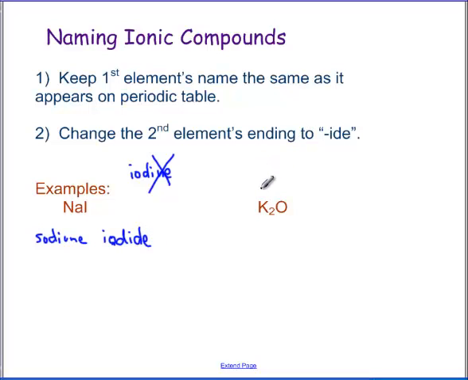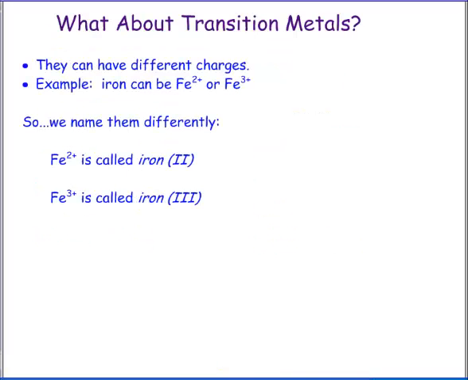K2O, the numbers don't matter. I'm going to name the first element potassium. The second element is oxygen. Oxygen becomes oxide. And this is how we name substances that contain ionic bonds.